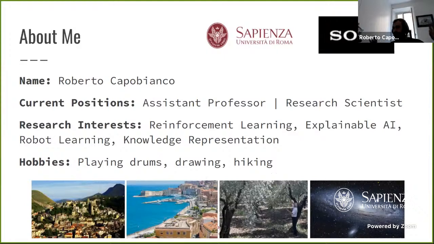So let's start by saying who I am. You all know, I guess, or maybe not, who knows. My name is Roberto Capobianco, and I'm an assistant professor at the Sapienza University of Rome, but I'm also a research scientist at Sony AI. My research interests are reinforcement learning, explainable AI, robot learning, and knowledge representation.